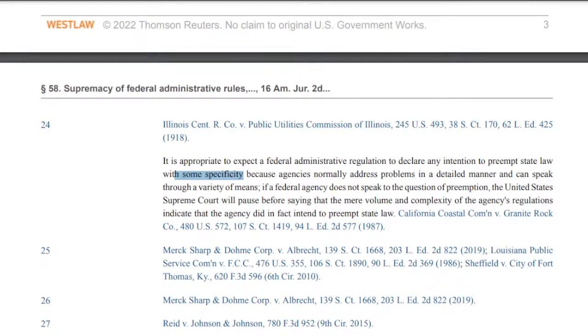Because agencies normally address problems in a detailed manner and can speak through a variety of means. If a federal agency does not speak to the question of preemption, the United States Supreme Court will pause before saying that the mere volume and complexity of the agency's regulations indicate that the agency did in fact intend to preempt state law.